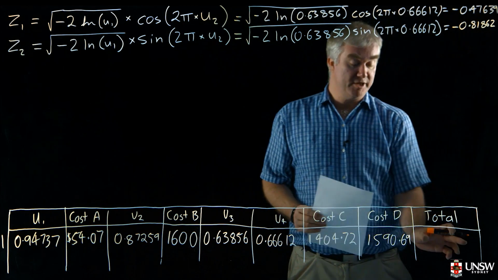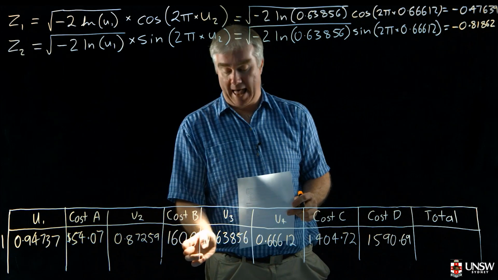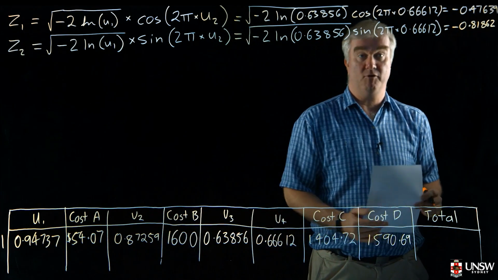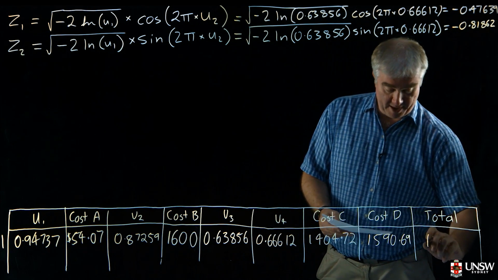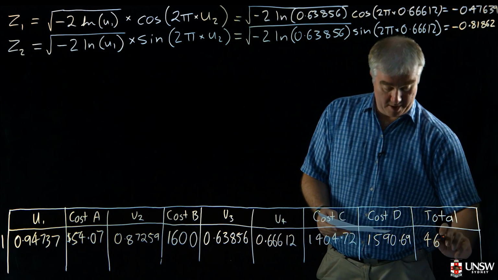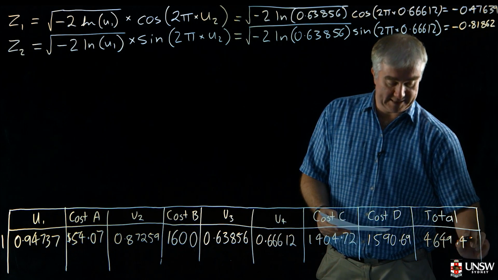So we want to have the total cost for the whole project, so we simply just add these four numbers together and we get $4,649.48.